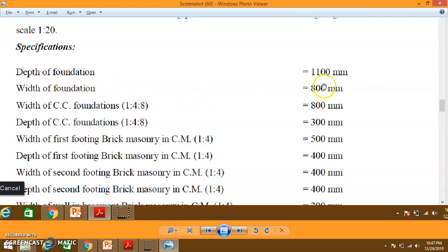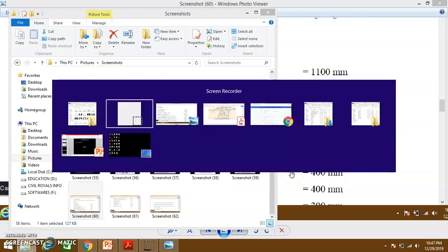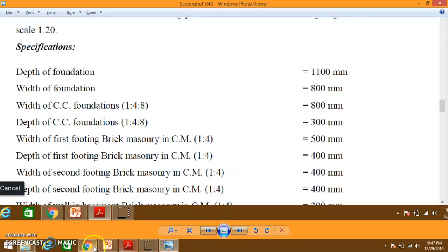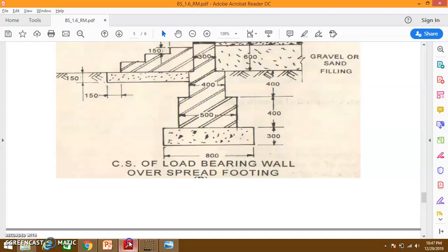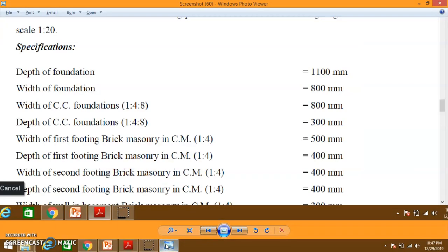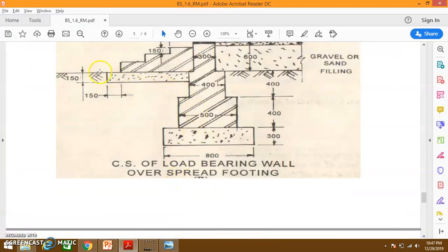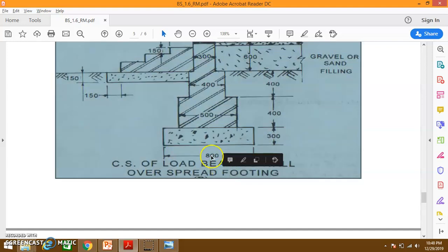First, depth of foundation is 1100 mm. Depth of foundation means below ground level. This is the symbol for ground level. From here, 400, 400, 300, total 900. This is the depth of foundation, from here to here. Next, width of foundation, from here to here, is 800.